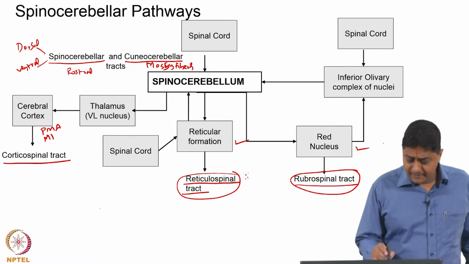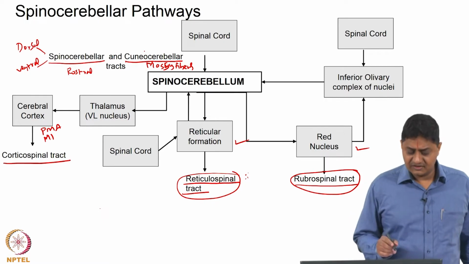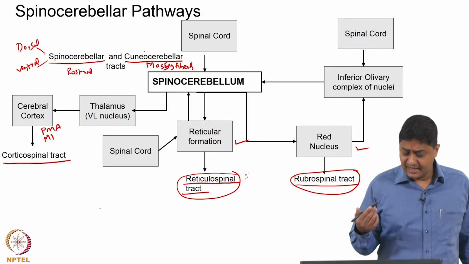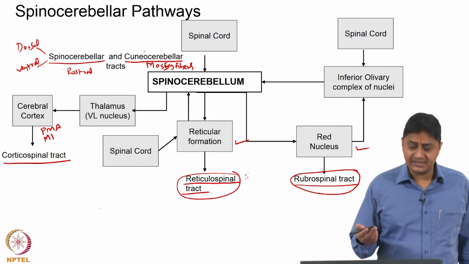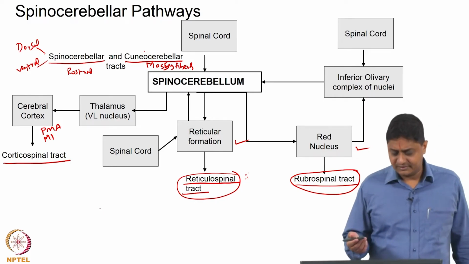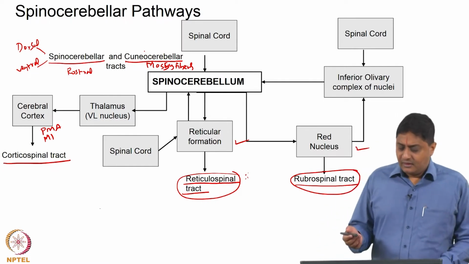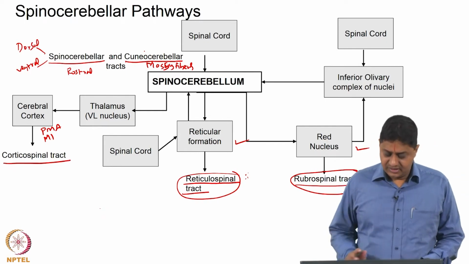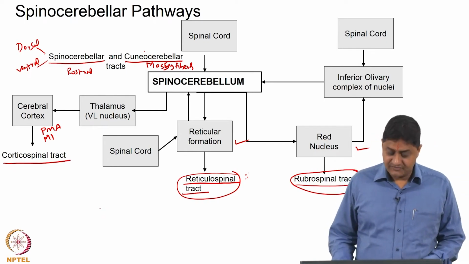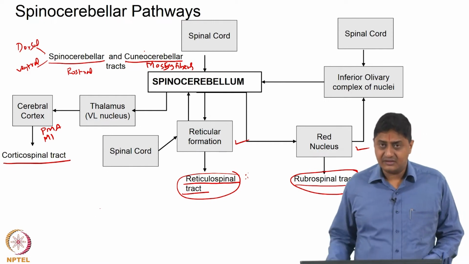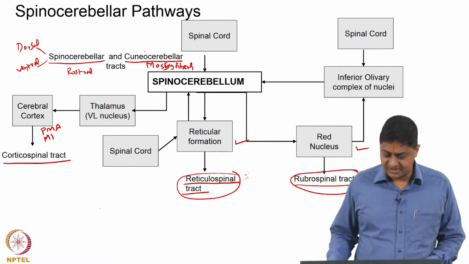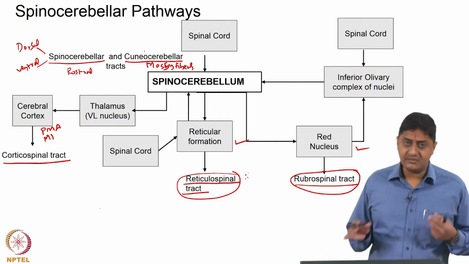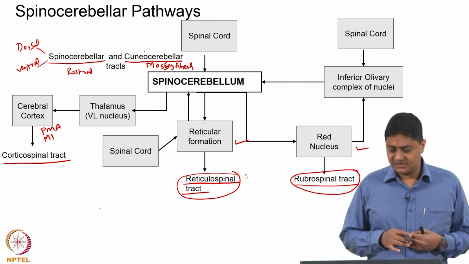One more time, the major inputs are the spinocerebellar tracts. These are the dorsal and the ventral spinocerebellar tracts, the cuneocerebellar tract and the rostral spinocerebellar tract. Another major input is indirectly through the reticular formation, and we said which nuclei of the reticular formation receive this sort of input. Another input is via the inferior olive. These are the major inputs to the spinocerebellum.